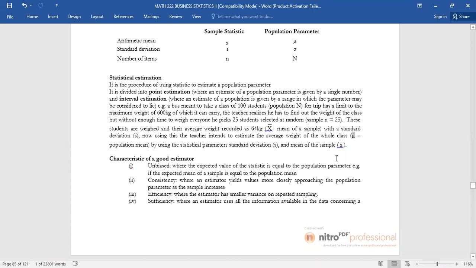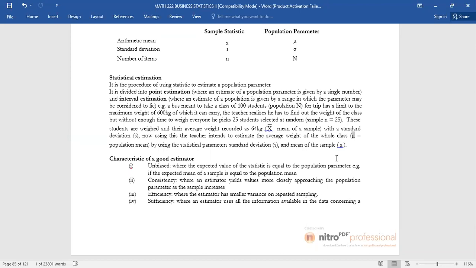And we normally give the characteristics of what a good estimator is supposed to bear. To start with, it's supposed to be unbiased. And by unbiasedness, we mean the value of the statistic should be equal to the population parameter, right? Then it should be consistent with the data. So where an estimator's values more closely approach the population parameter, we call it a consistent estimator.